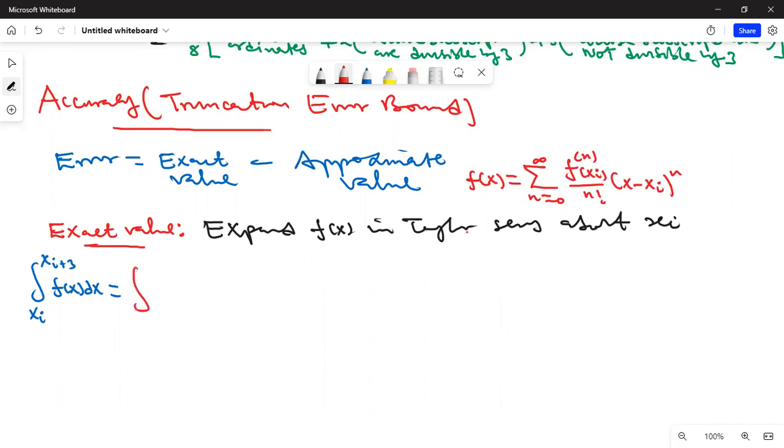So when you open up the summation, you're going to get this. It is now the integral from xi to xi plus 3. The expansion for that is f of xi, that is fi, plus the first derivative, then times x minus xi, plus the second derivative over 2 factorial. Remember, that is fi. So you can go all the way up to the fourth order term.